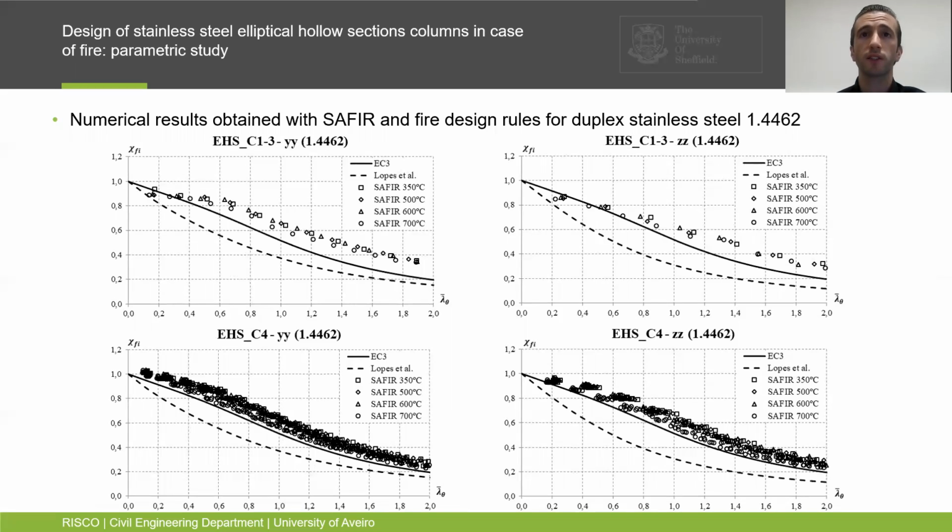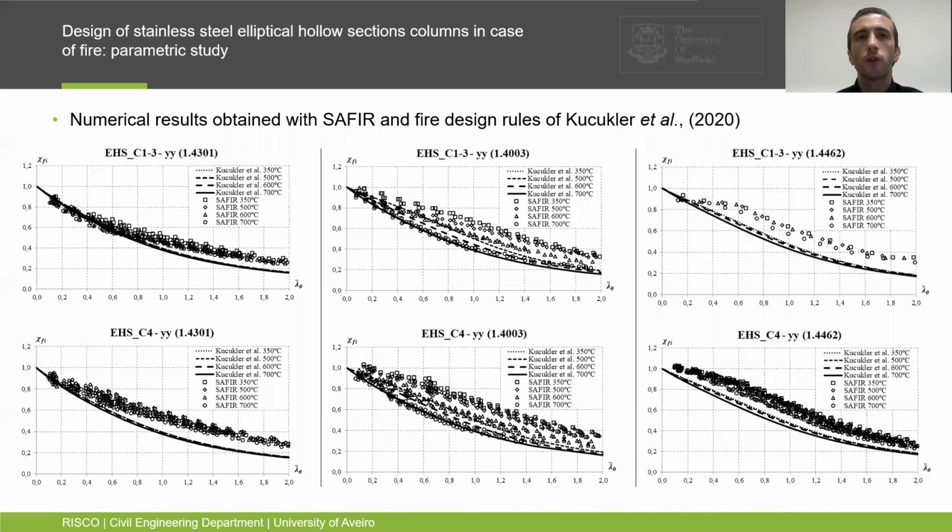In the case of the duplex stainless steel, the results are on the safe side compared to the Eurocode 3 rules. However, this buckling curve is slightly conservative in almost all the results. The Lopes et al. proposal is safe, but it is always too conservative. The proposal of Kucukler et al. showed some improvements compared to the current Eurocode 3.